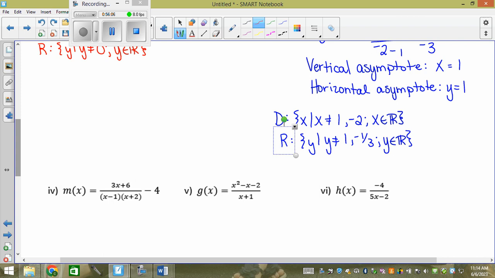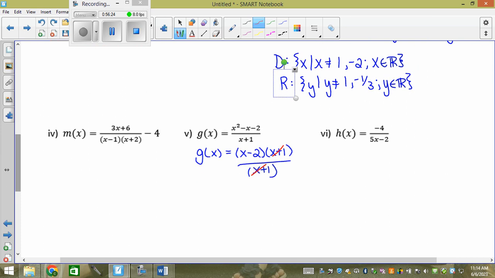Okay, let's look at this one here. When I factor it, I get (x minus 2)(x plus 1)(x plus 1). The x plus 1's cancel. What happens? Point discontinuity. What's left over? What is this? Grade 10. It's a line with a point discontinuity. So did I get any asymptotes with this one? No, it's a line with a point of discontinuity, right?